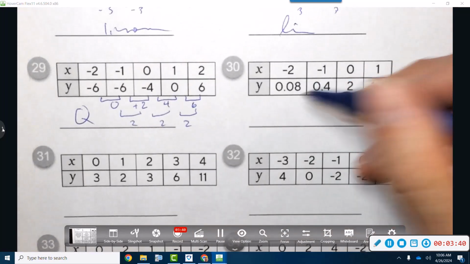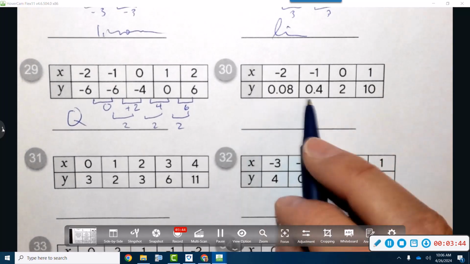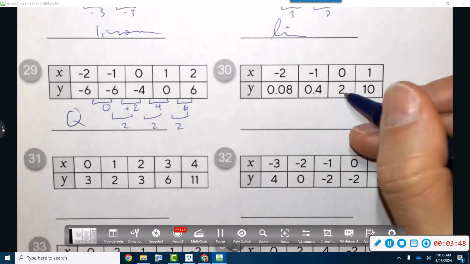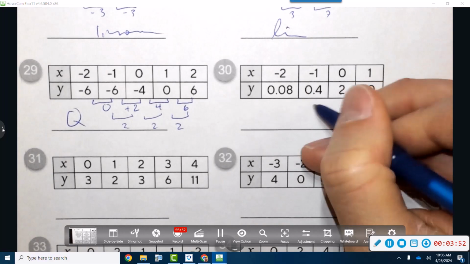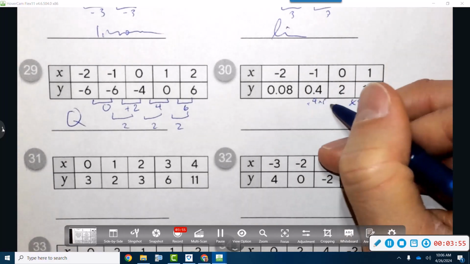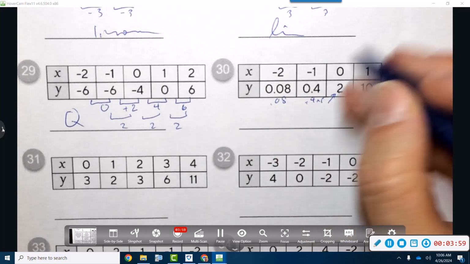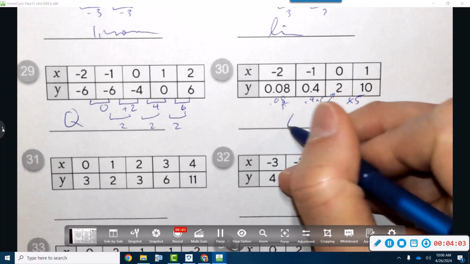Okay, this guy here. Now I do see that if I multiply, I see these decimals, so it's kind of getting large quick. My guess is that it's exponential. So 2 times what gives us 10? Well, that might be a 5. So is 0.4 times 5, is that 2? And the answer is yes. This 0.08 times 5, that would give us 40. Move the decimal over. That is correct, so that would be exponential.